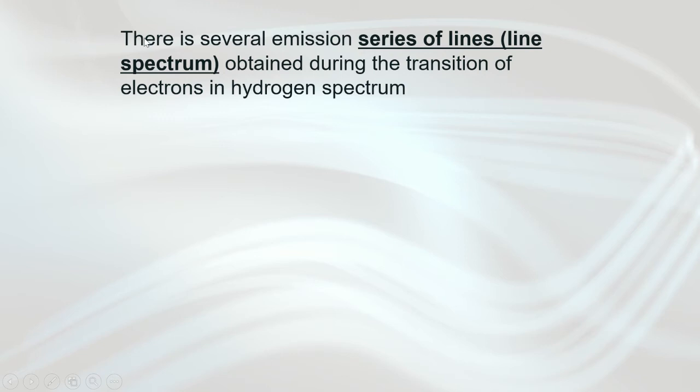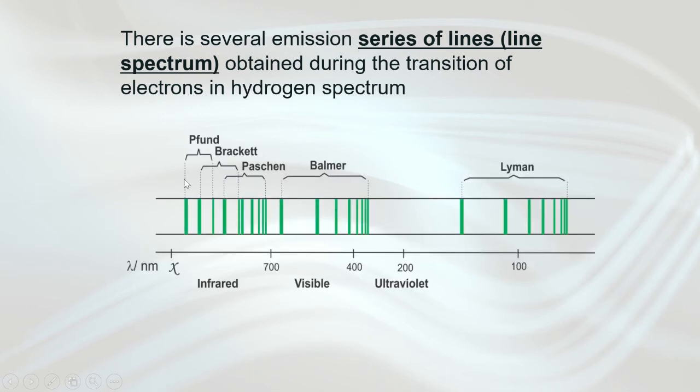But you must know that there are several emission series, meaning there are series of line spectra obtained during the transition of electrons in the hydrogen spectrum. How many are there? There are 5, starting from Lyman, Balmer, Paschen, Brackett, and Pfund. As we can see, Lyman has the lowest wavelength, around 0 to 150 nanometers.